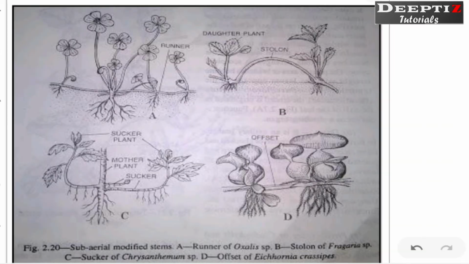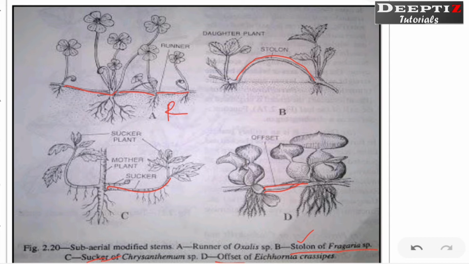So this one is runner, you can see the horizontal one above the soil. The second one is stolon. Stolon, as I told, has an arched shape. And the third one is sucker. Before, I have told chrysanthemum in stolon, so the stolon example is given here. The suckers are underground but with a curve, and offsets are this way, swollen ones, but these are present in aquatic conditions.